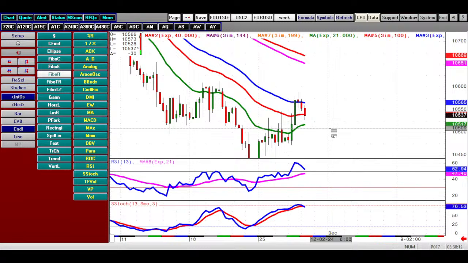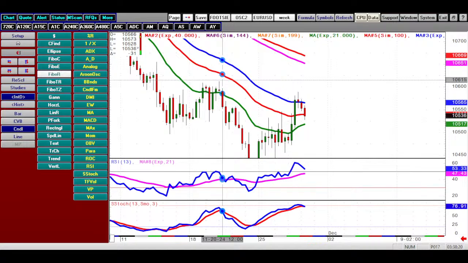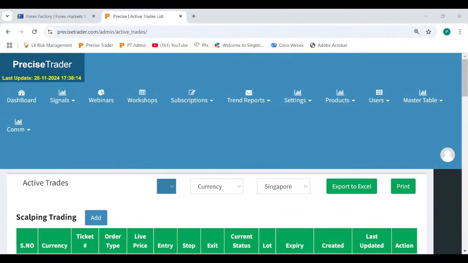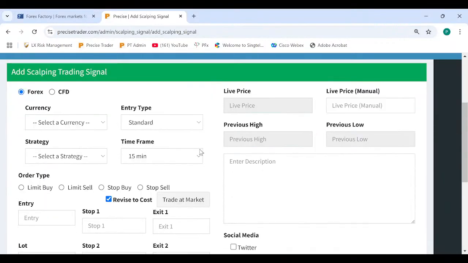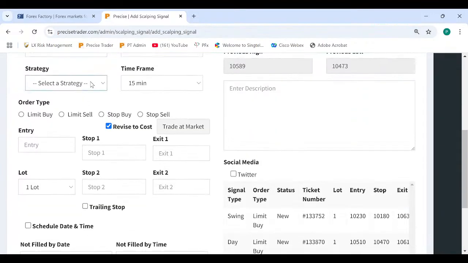I think we have what we wanted. We need all the information. So what we are going to do is put in two trades. One is buy at 105.10. Hold on, let me double check.